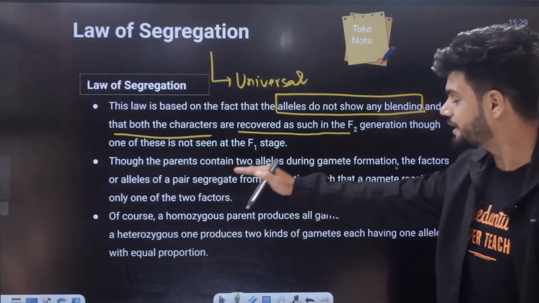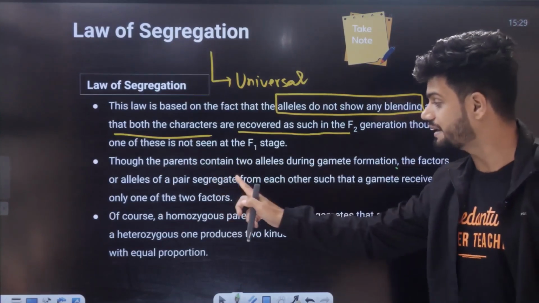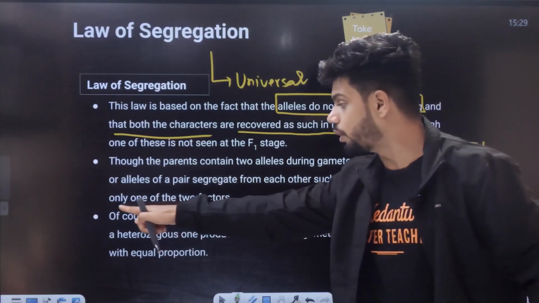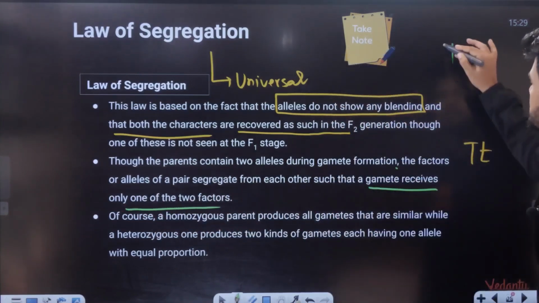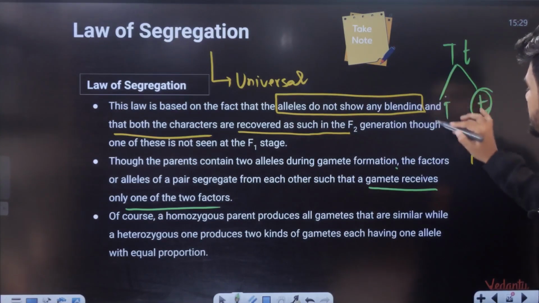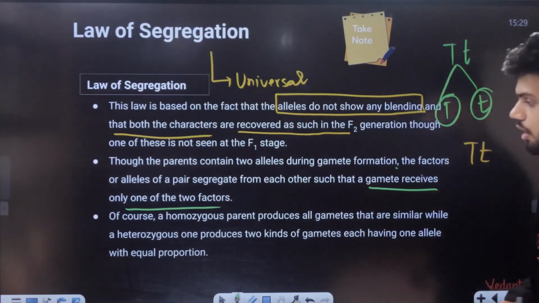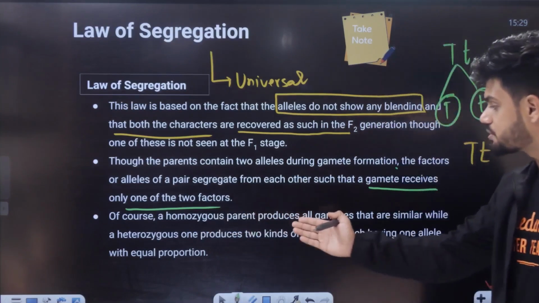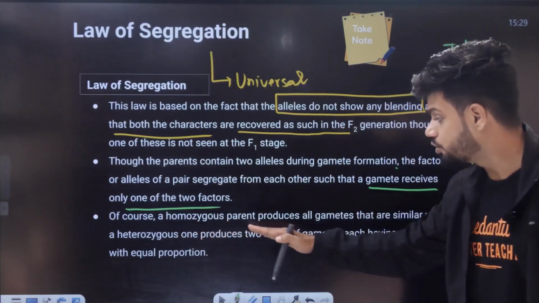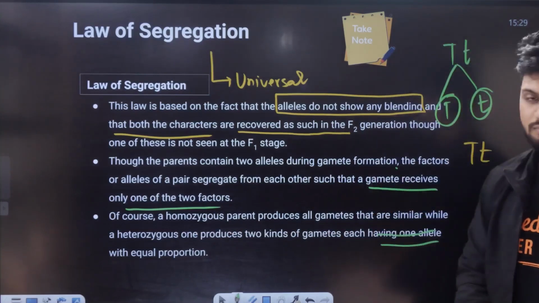Though the parents contain two alleles, during gamete formation the factors or alleles of a pair segregate from each other such that a gamete receives only one of the two factors. Capital T, small t: this gamete is receiving one factor, this gamete is receiving another factor. Of course, a homozygous parent produces all gametes that are similar, while a heterozygous parent produces two kinds, each having one allele only.